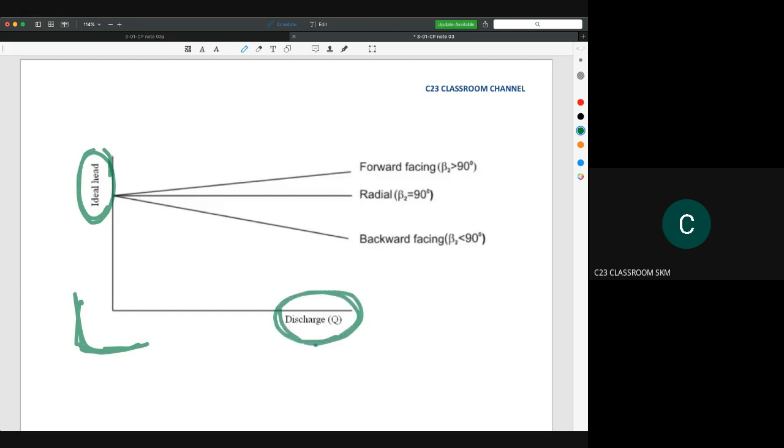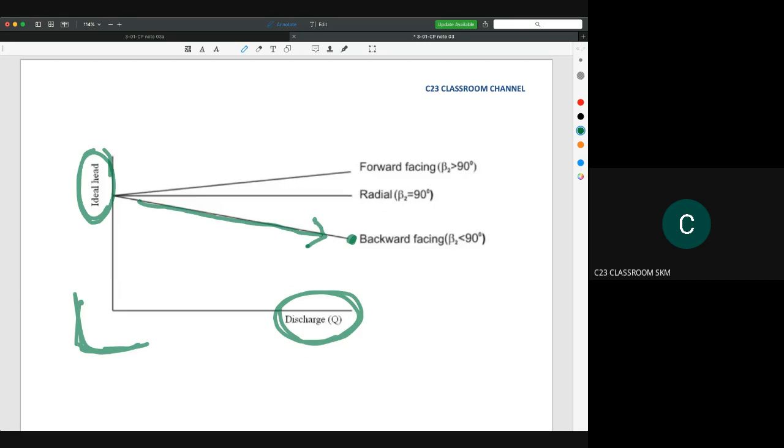If you look here at the backward blade, if you increase the flow rate, meaning if you increase the speed of the blade to have more water transferred, because the cross-sectional area of the pipe is constant, if you increase the velocity, the flow rate will increase.